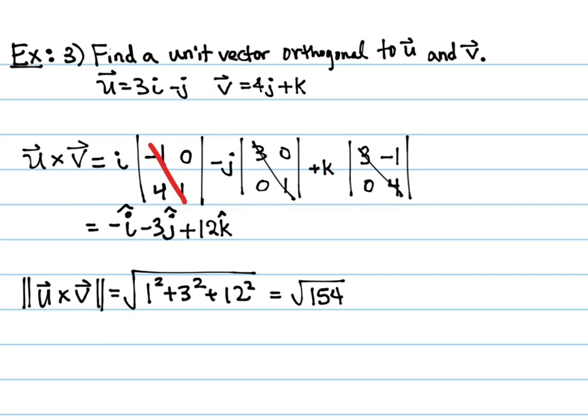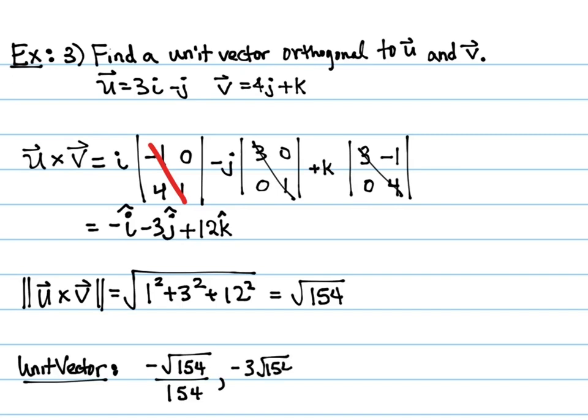So what's my unit vector? Yeah, so 154 unfortunately doesn't simplify in radical form, and when we divide by it, now we have radicals in denominators, so we have to rationalize. This is what it ends up giving us.